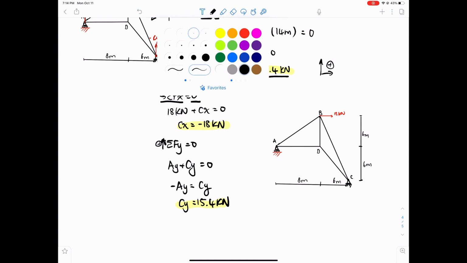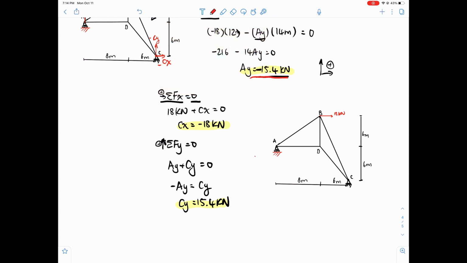So let's start with AY. AY equals 15.4 kilonewtons, and that is the reaction at AY, going downwards because it's negative. And CY equals 15.4 upwards, because it's positive. And finally, Cx is negative 18. So positive is right, negative is left.